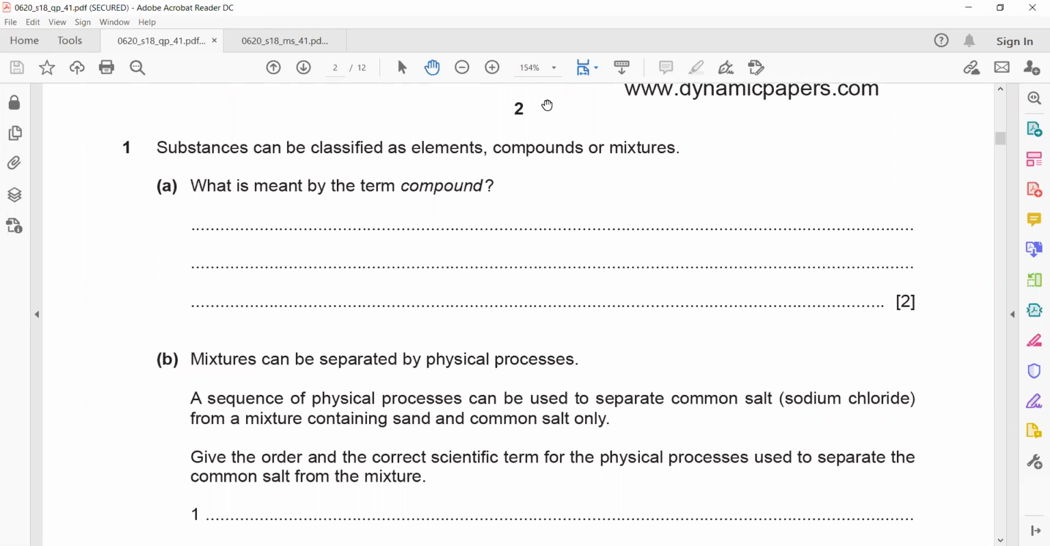What is meant by the term compound? Compound means a chemical combination of two or more elements. When two or more elements are chemically combined or joined together, we call that a compound.